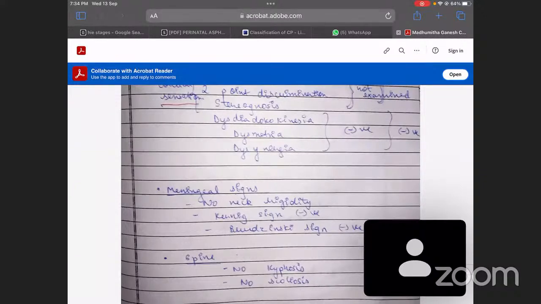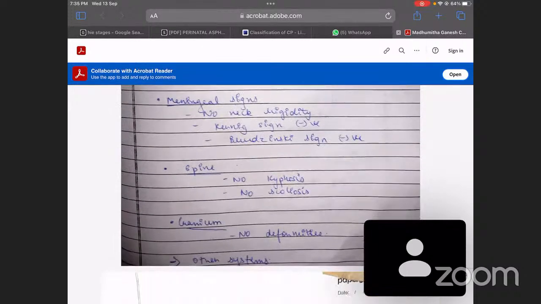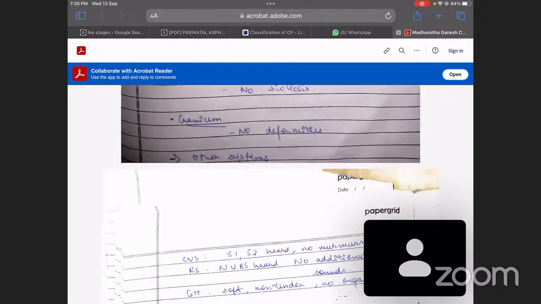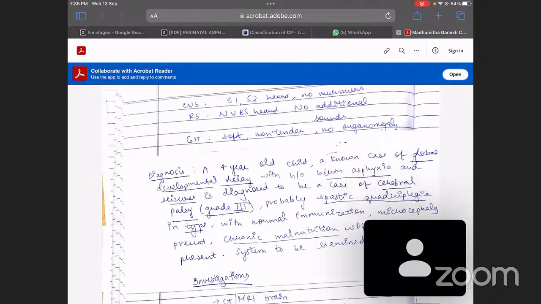Okay, spine is also normal. Spine and cranium are normal. Mostly scoliosis is seen in CP patients, so it's important to elicit that history. Other systems, everything is normal. S1, S2, everything is normal. You can go with the diagnosis.